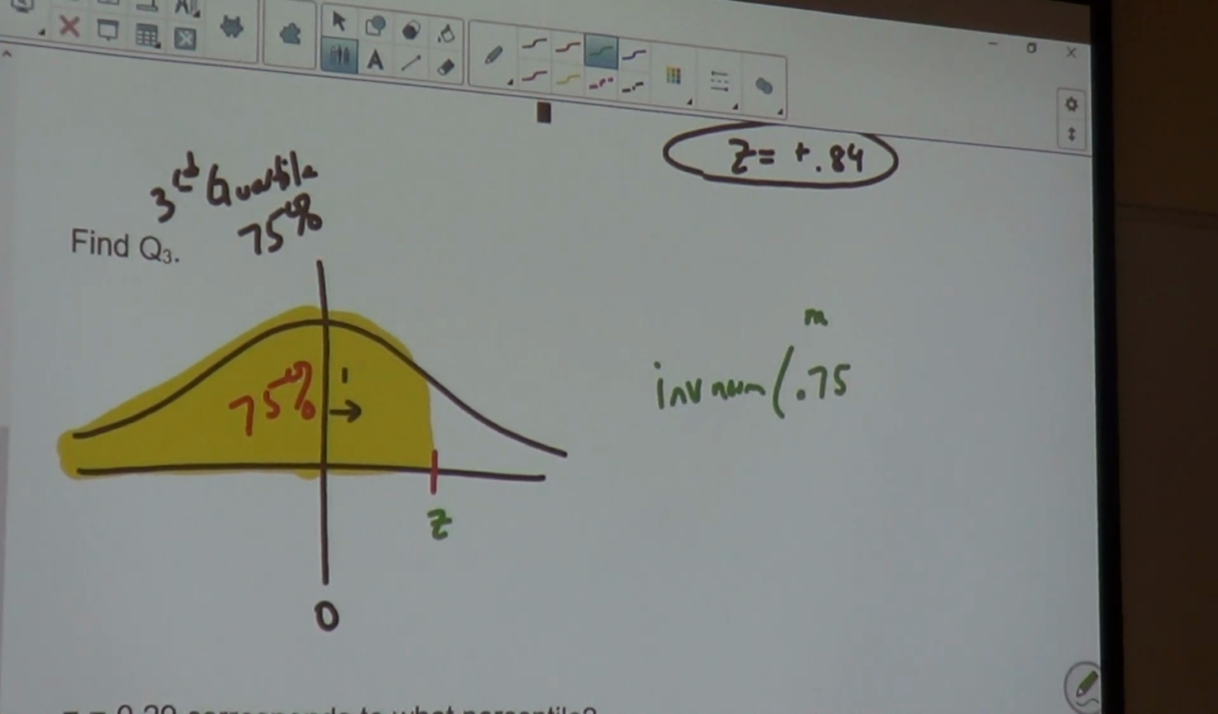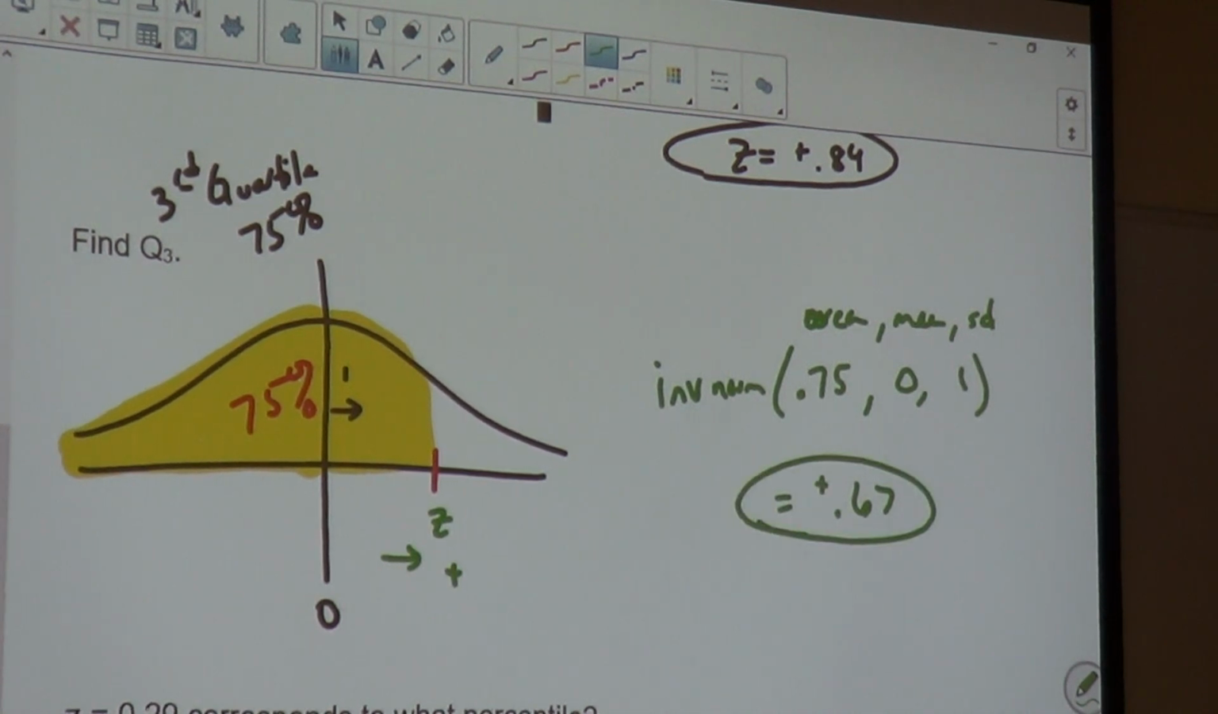Norm or inverse norm? This is going to be the inverse norm, 0.75, with my mean and standard deviation. So what is my mean and my standard deviation? When I plug that into the calculator, I get 0.67. Is that the right sign? Yes, because it's to the right, therefore it should be positive.